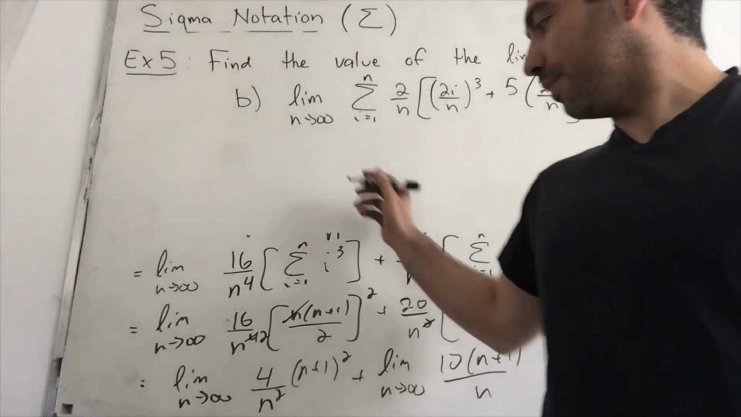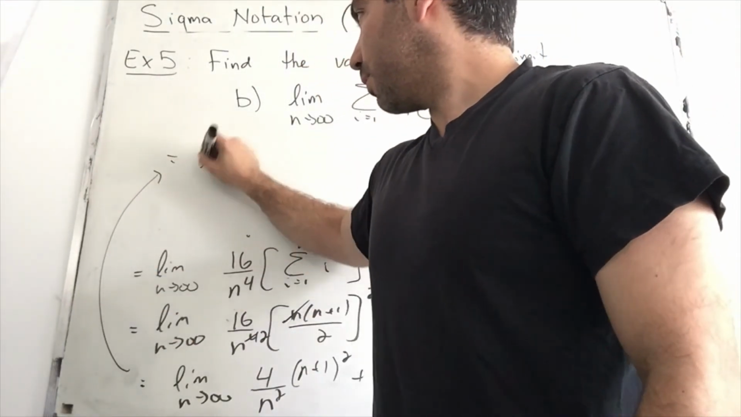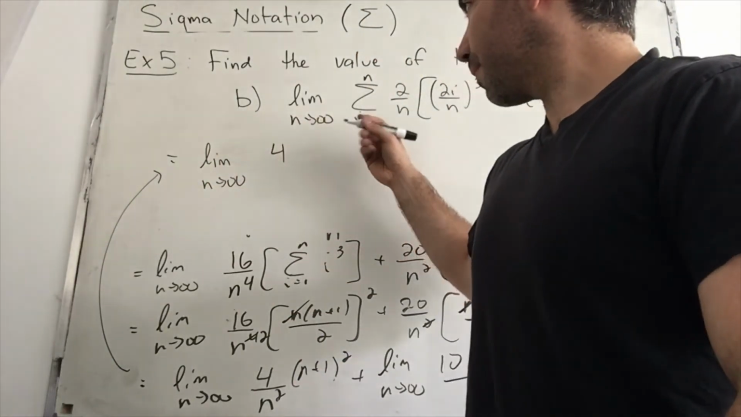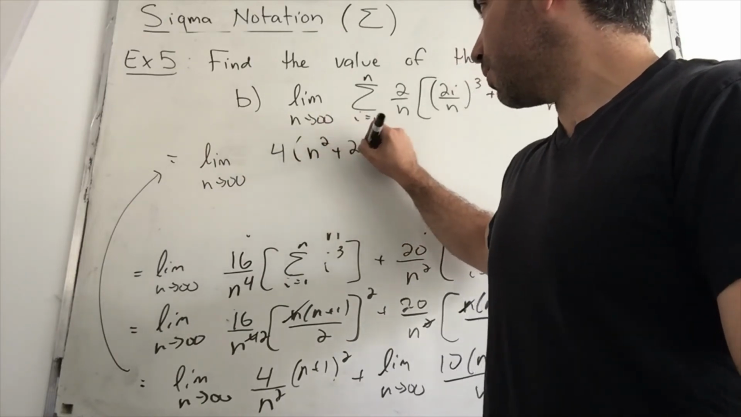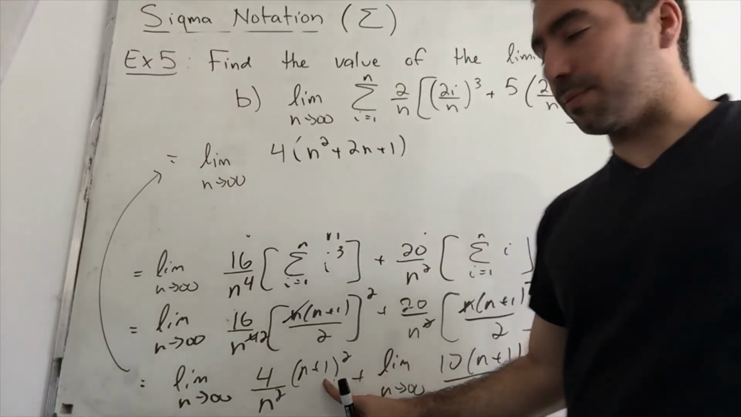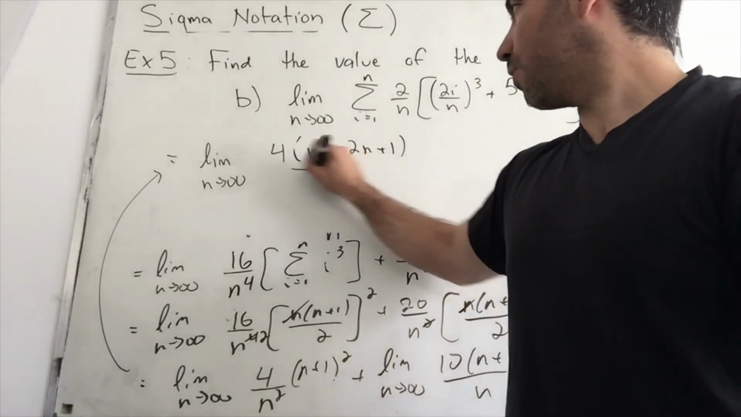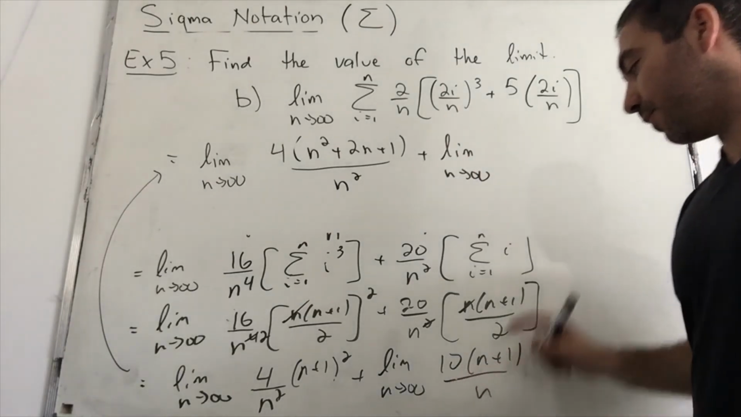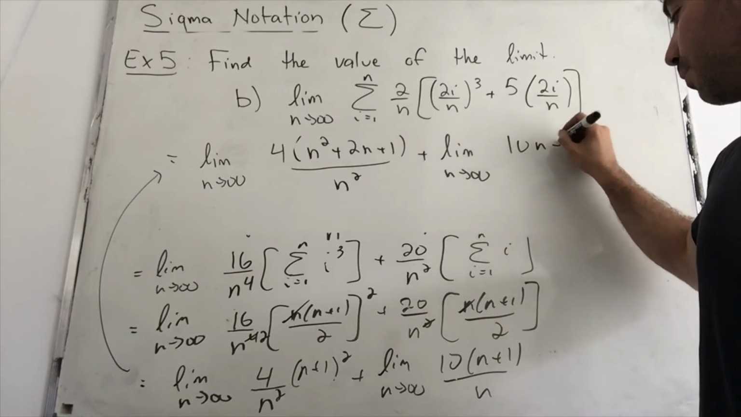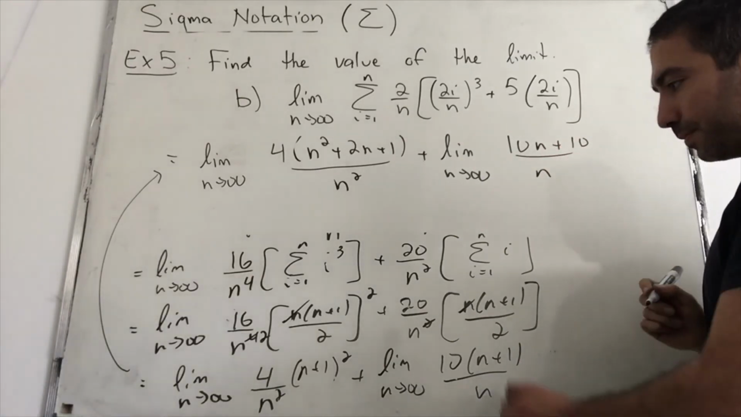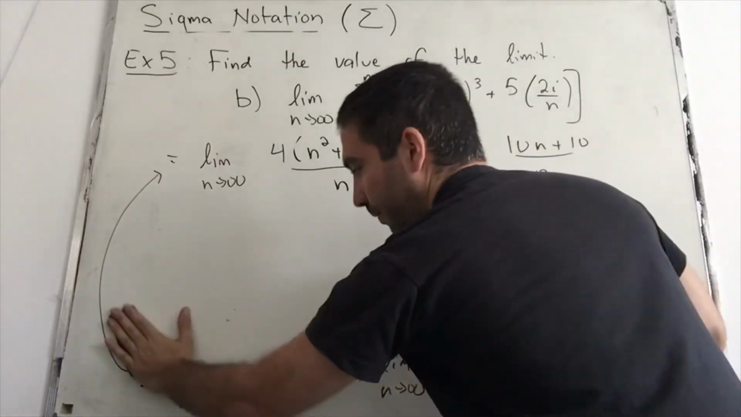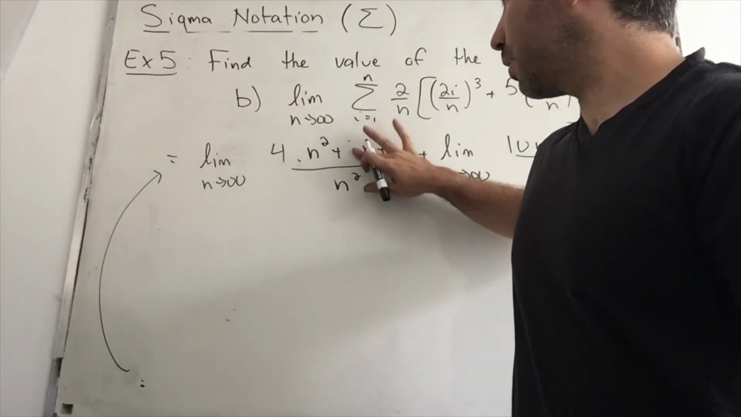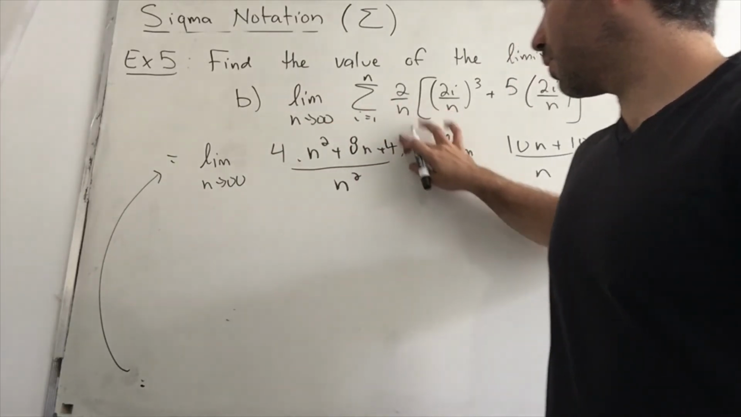At this stage here, we're taking the limit as n goes to infinity. We could factor this out, leaving us with 4 times (n squared plus 2n plus 1) by distributing (n plus 1) times (n plus 1). Remember, it's a binomial, so we FOIL, over n squared, plus the limit as n goes to infinity. And here I'm going to distribute the 10, so we have 10n plus 10 over n. Okay. And on top over here, we could distribute the 4, giving us 4n squared plus 8n plus 4. So I distributed the 4 in the front.